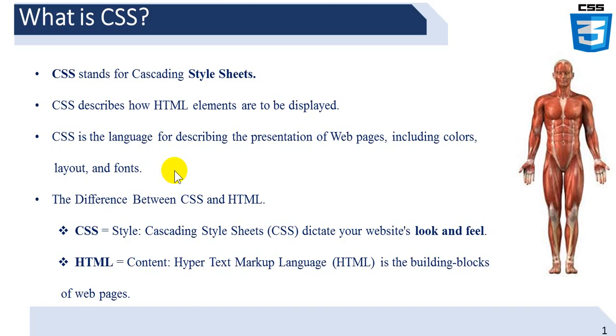So what is the difference between HTML and CSS? CSS, cascading style sheets, dictates your website's look and feel. Look and feel means how the website looks. CSS decides how the website looks. HTML means Hypertext Markup Language, the building block of a web page. Building block means the structure of the web page. So remember, HTML is only structure. CSS decides how the HTML structure is to be displayed on the web page, right?